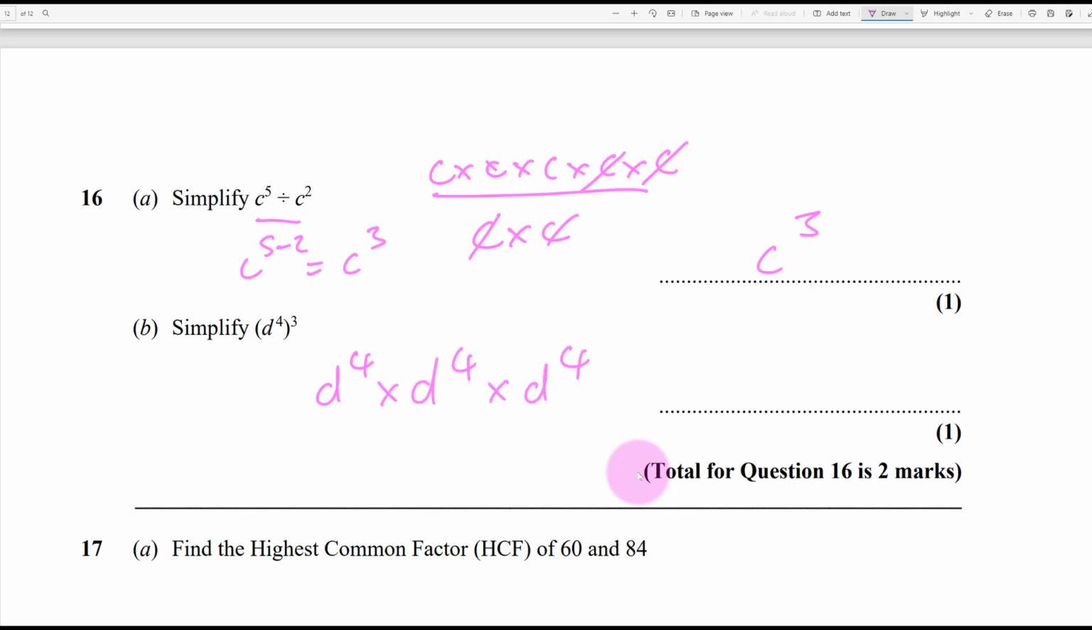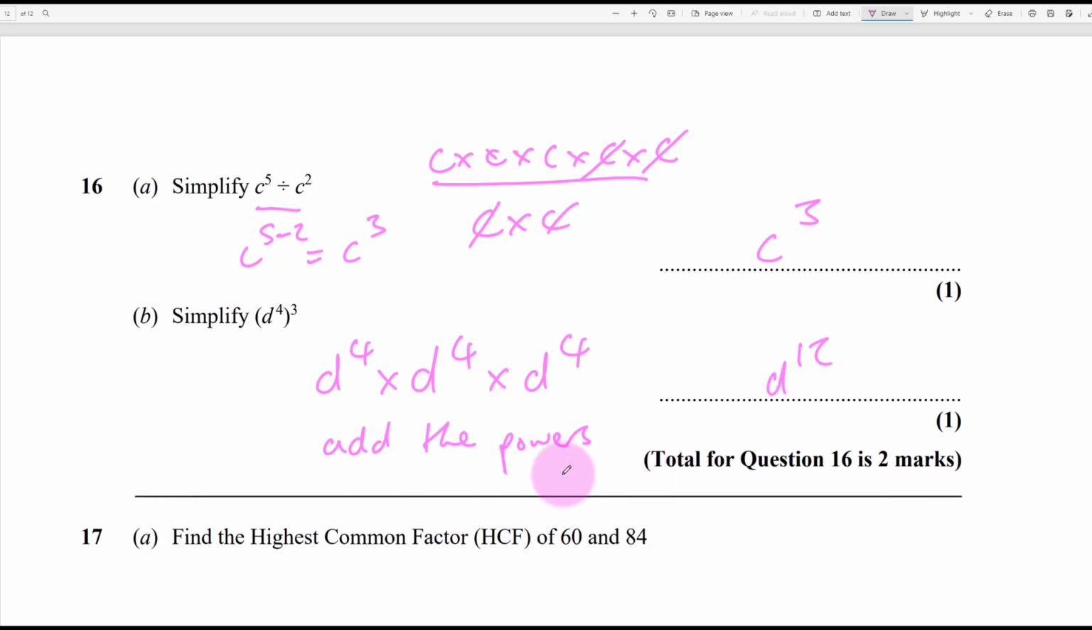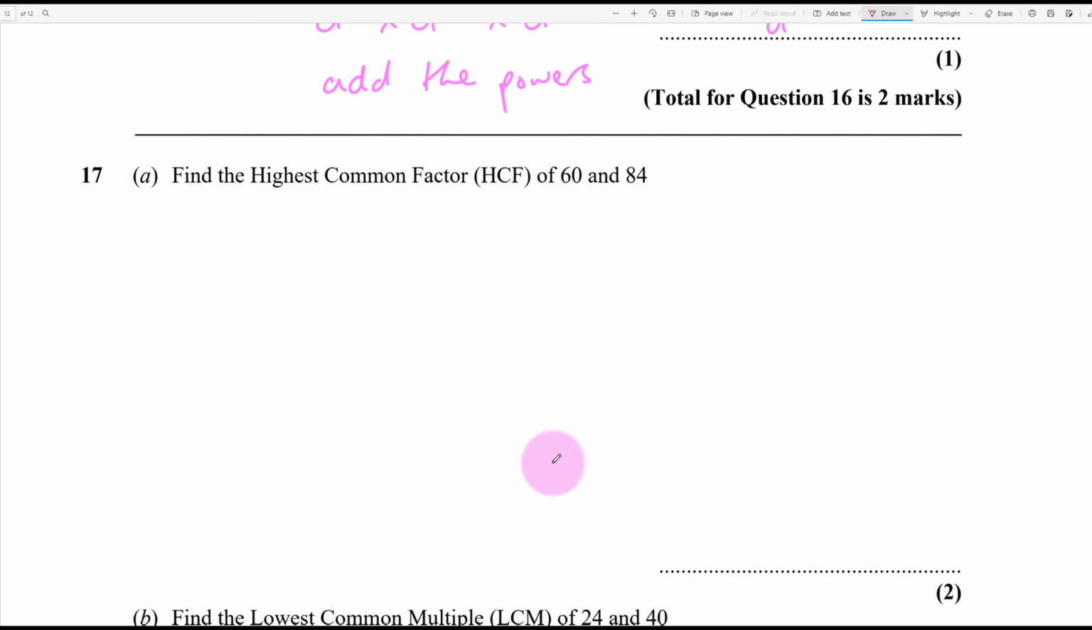Alright. The law is you add the powers. That's d to the 12. Very easy. Find the highest common factor of 60 and 84.